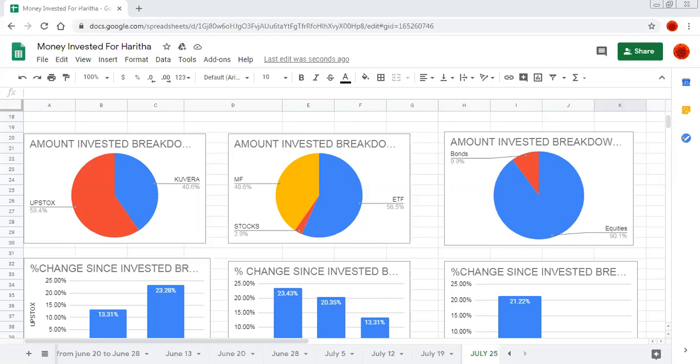Today I'm going to share my financial analysis. I think I already did this last week, and this week I'm also trying to analyze my finances. Okay friends, so let's get started.